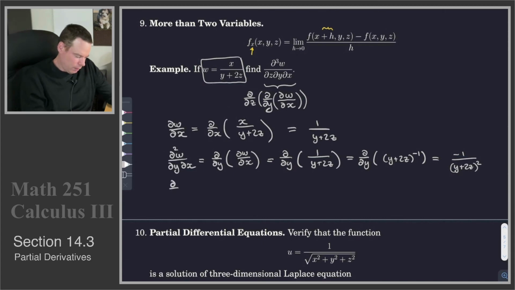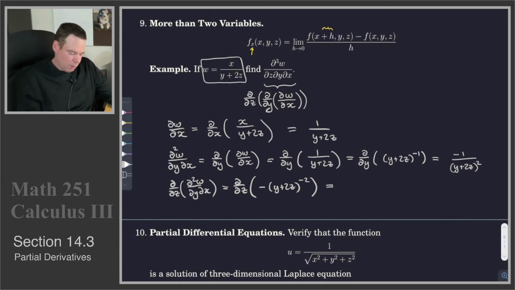Now we're going to take that and differentiate it with respect to z. And so that means we want to compute the derivative with respect to z of negative y plus 2z to the negative 2. So again, I'll write it as a power. The derivative is the derivative of the outside function. That becomes a 2 times y plus 2z to the negative 3 times the derivative of the inside, which is 2. So that becomes a 4 over y plus 2z all cubed. And so there is our final result.